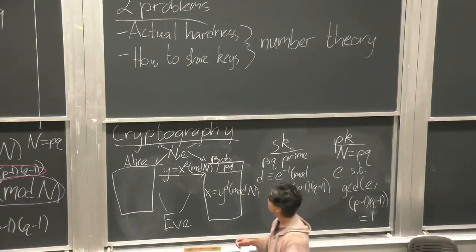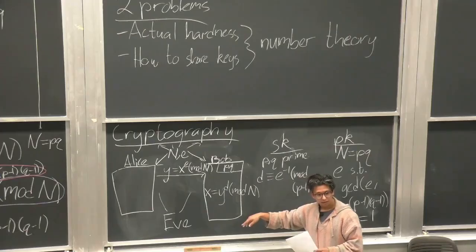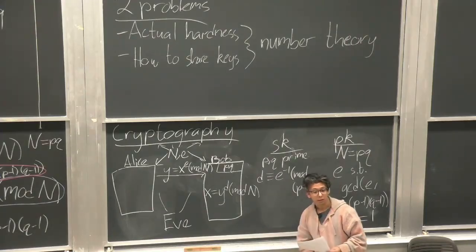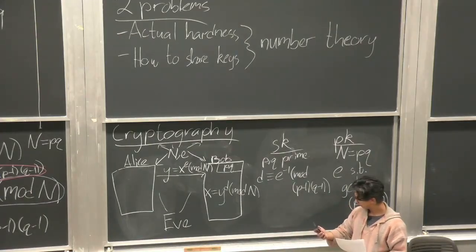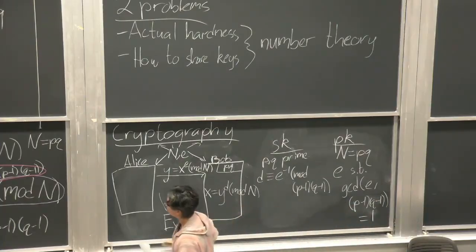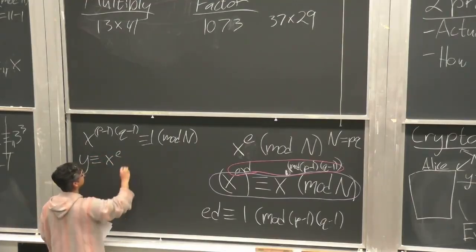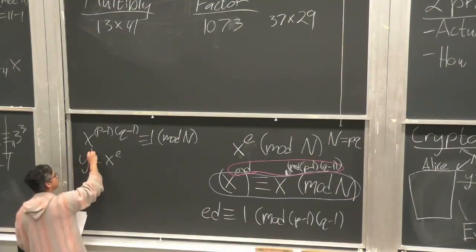So we're going to do a few things here. We're going to show that Bob can do this easily and it's correct. And then we're going to argue why it's hard for anyone else that doesn't have the secret key. Okay, great. So let's argue for correctness. If Eve sends y, which is x to the e, what happens if we raise this to the d?